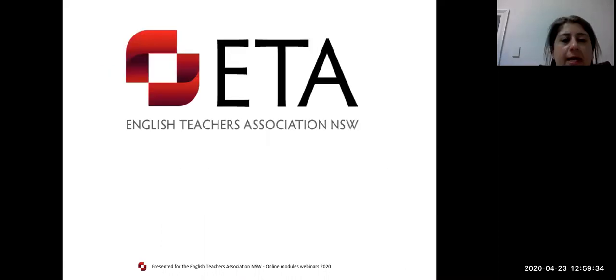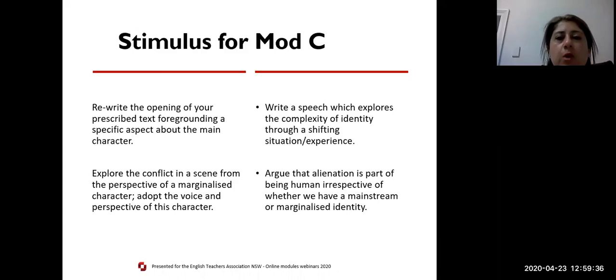And lastly, just some ideas if you're practicing this Module A by connecting to Module C and your expectations of writing, you might want to think about how you would explore any one of those stimulus type questions. You might want to rewrite the opening of your prescribed text, foregrounding a specific aspect about the main character. What if Dale wasn't the person to open the castle? What if it was Sal's story? How might that differ? And so you could write the opening using Sal or Farouk even.